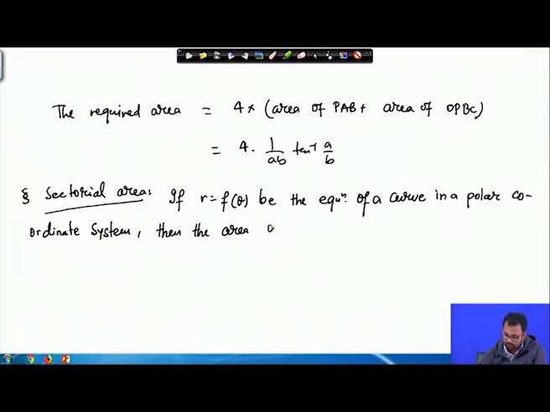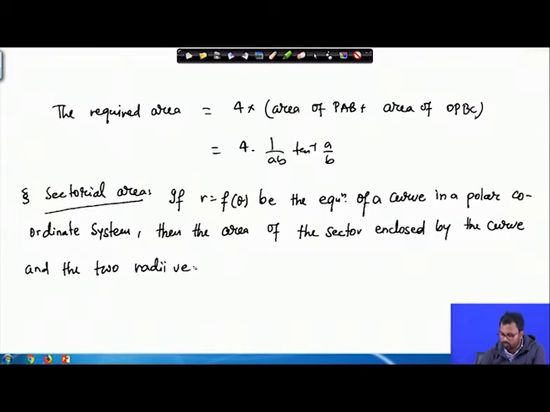then the area of the sector enclosed by the curve and the two radial vectors or two radii, sometimes they are also called radial vectors, theta equals alpha and theta equals beta, is 1 by 2 integral from alpha to beta r square d theta.